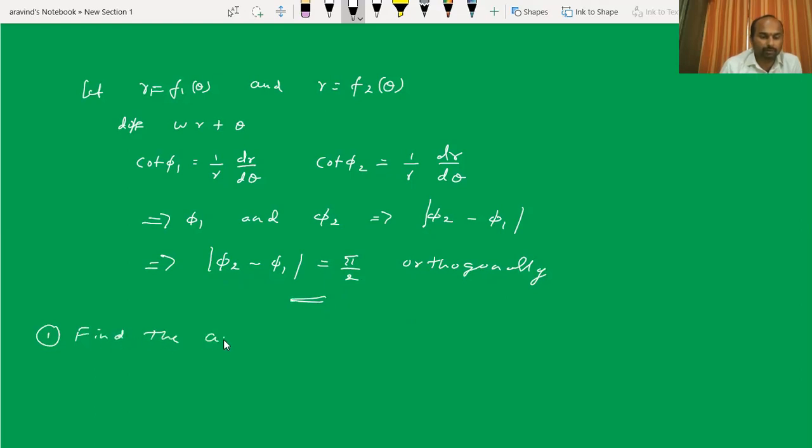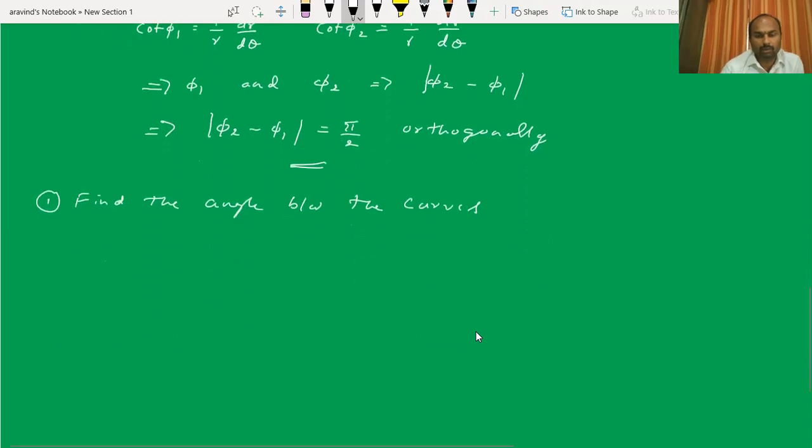Find the angle between the curves r is equal to a by 1 plus cos theta and r is equal to b by 1 minus cos theta. Take the first curve, r is equal to a by 1 plus cos theta.